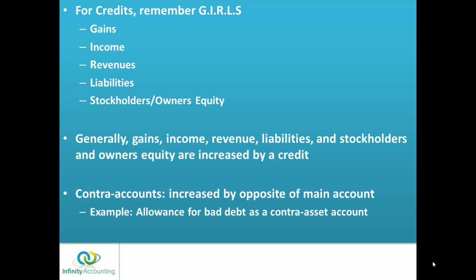There's also something to be aware of called contra accounts. These are typically increased by the opposite of the main account. For example, there's an account called allowance for bad debt, and it's a contra asset account. Accounts receivable, for example, is the main account. Under accounts receivable, there would be an allowance for bad debt, meaning there's a certain percentage of invoices that you don't expect to collect during a given year, and that would be coming off the accounts receivable account.